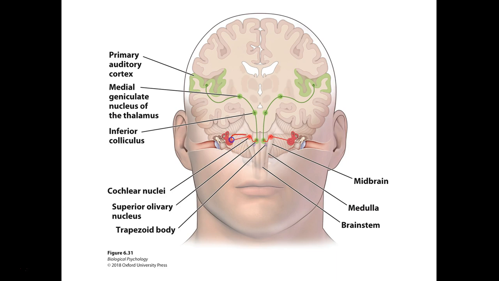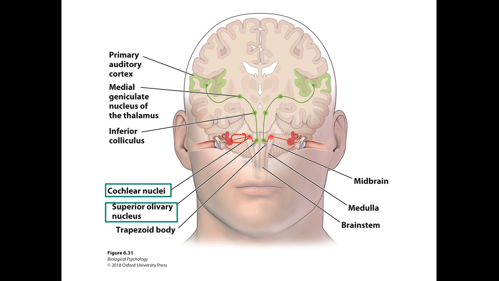Sound information travels through the auditory nerve, and the first place it synapses is the cochlear nucleus. It's called the cochlear nuclei because there are two, one on either side, shown here in red. It's part of the medulla. From here, it synapses with the superior olivary nucleus. We're still in the medulla.